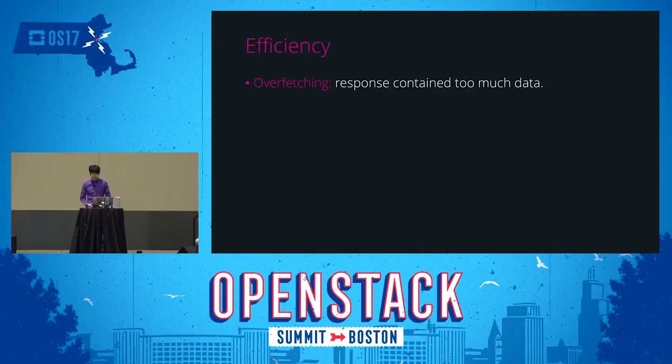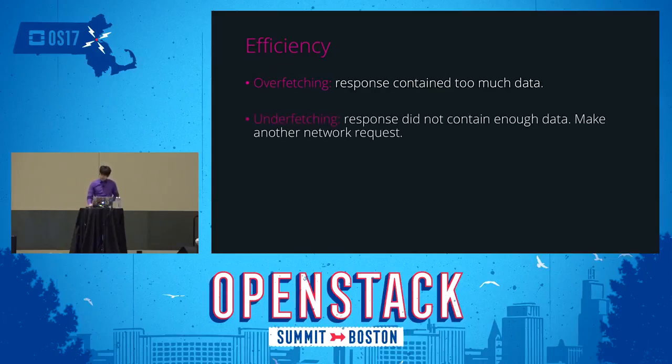The first is overfetching. And that's when the client made a request for some data, but the response contained additional data that the client didn't ask for. And the second is underfetching. And that's when the client makes a request, but the response didn't contain enough data. And that forces the client to issue another network request. And underfetching is especially common with the REST architectural style, because the better you get at implementing the hypermedia constraint, the more common underfetching becomes.